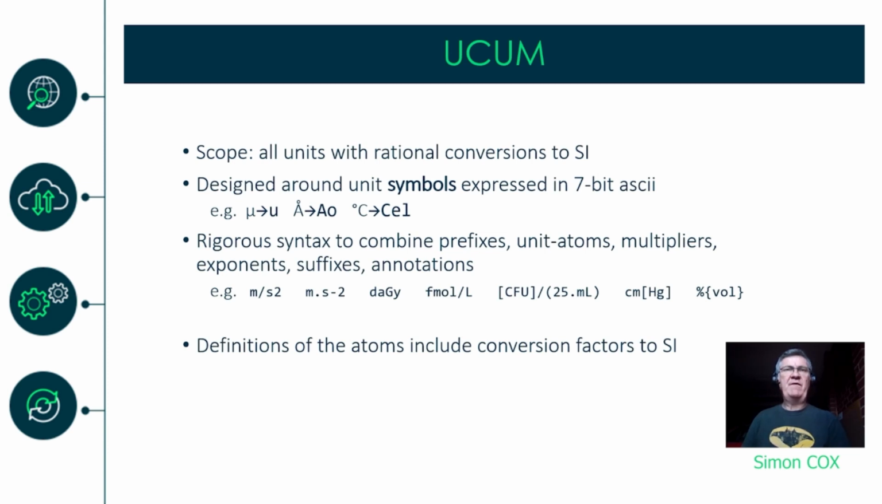Non-SI terminals are also available, for example, colony forming units, percent, gray. Qualifier suffixes are in square brackets, for example, centimeters of mercury, and annotation suffixes, which don't actually change the values or the conversion factors, are in braces, for example, percent volume. The definitions table includes the conversion factor to SI for each atom, which allows any quantity scaled with a valid UCUM code to be converted.